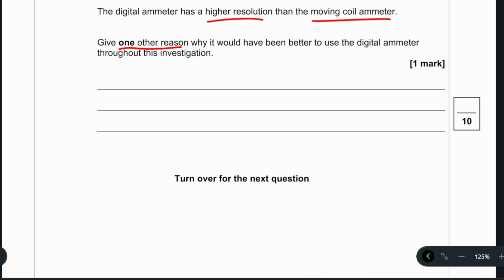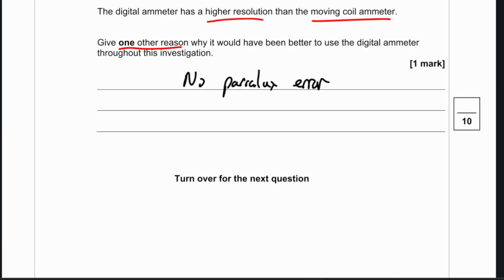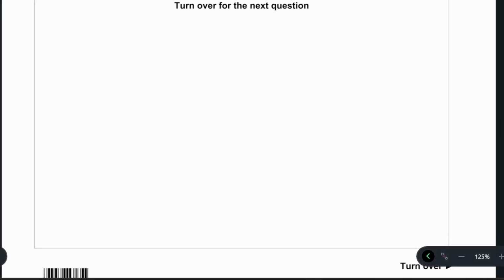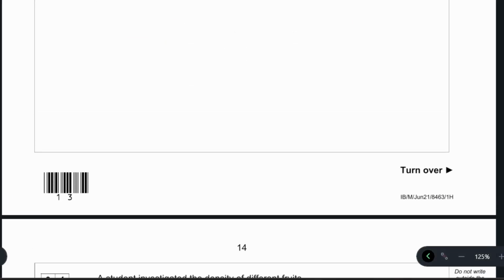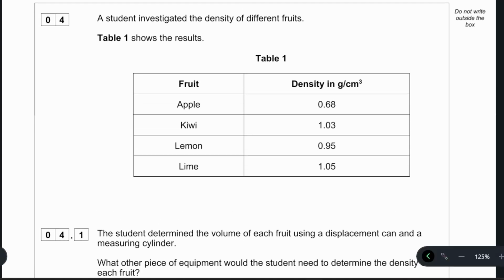Okay, so what we could write here, 1 mark, we could say, if we use a digital ammeter, we don't get parallax error. Yeah, so that's quite a good one. I've misspelled parallax. So that's what we call parallax error, the one about reading at an angle. Okay, and that's question 3. All done. Okay, question 4 then.